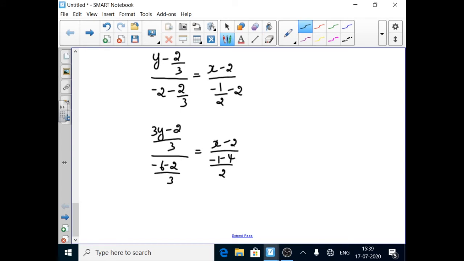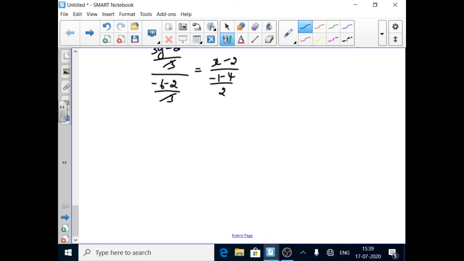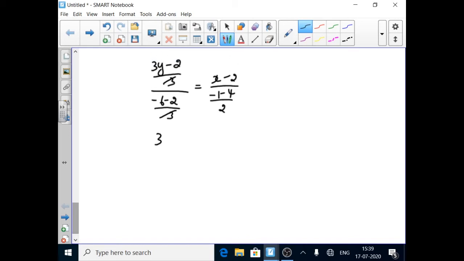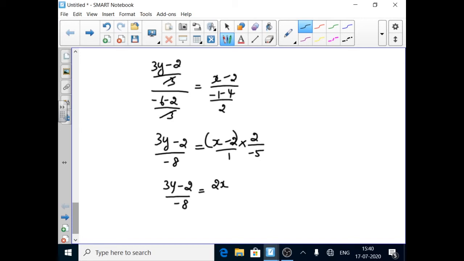So here the 3 and 3 are cancelling. So 3y minus 2 by minus 8 is equal to here x minus 2 by minus 5 by 2. So that is x minus 2 by 1 into 2 by minus 5. So that is 3y minus 2 by minus 8 is equal to, if you multiply x minus 2 into 2, that is 2x minus 4 by minus 5.